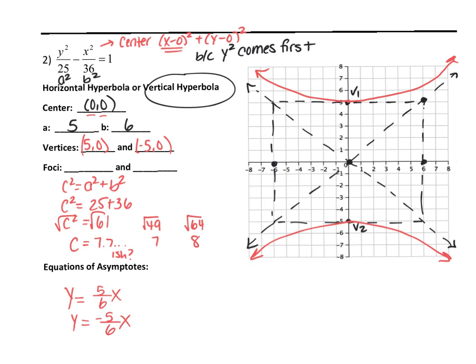We have our a's, our b's, and then my foci, which I actually didn't label, they're going to be somewhere here, 7.7, somewhere around here, foci 1 and foci 2. So the coordinates would be 0, and then the y value would just be radical 61, and then 0 comma negative radical 61.